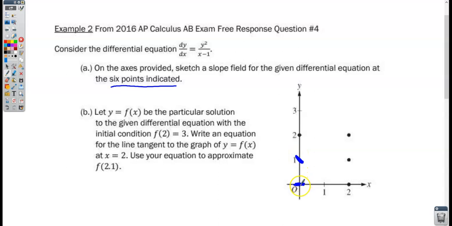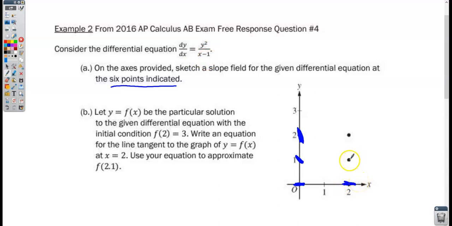And then if we put this other point in, 0, 2, we put 0 in for x, 2 in for y. That gives us 4 over negative 1. And so our slope should be negative 4 at this point. I'm doing my best to make a slope of negative 4. Now we've got 3 more points to do here. Where x is 2 and y is 0, we end up with 0 squared over 1. So that's just going to be 0.